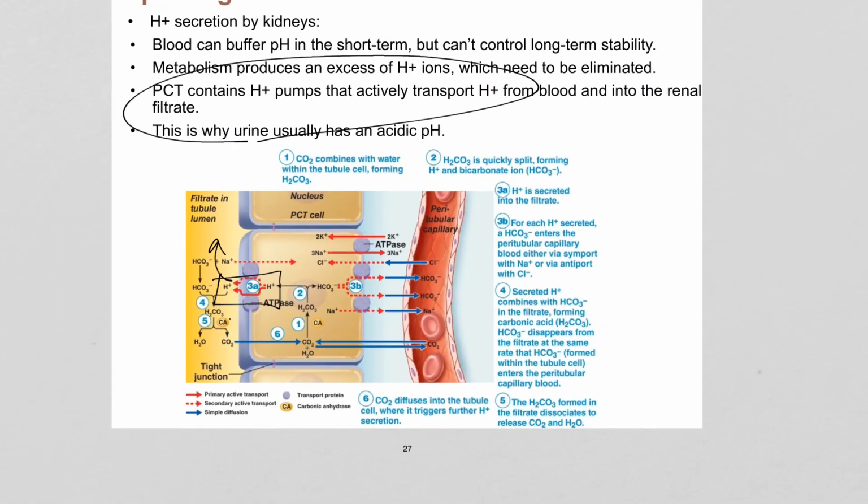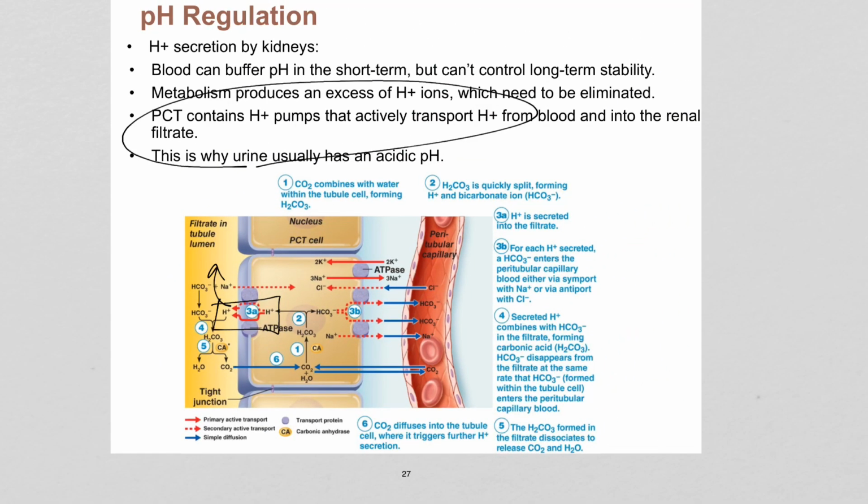So if your blood starts becoming a bit acidic, which it pretty much always will just by default anytime you eat, you're pumping those protons into the urine. That's why urine usually has an acidic pH.